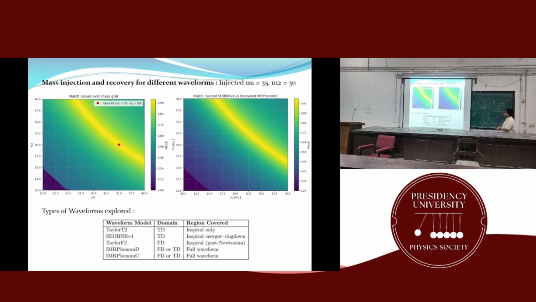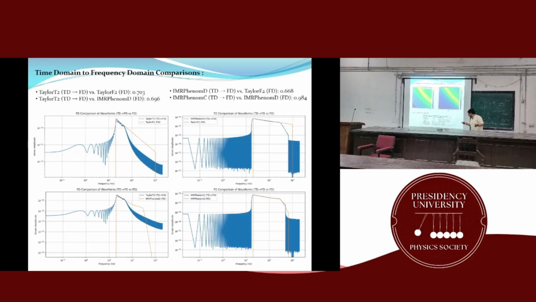For the injected parameters, now different waveform models like Taylor only show the inspiral part. SEOBNR shows the inspiral, merger and ringdown part, and the best one is the IMRPhenom C and D for all the domains. They show the full waveform.